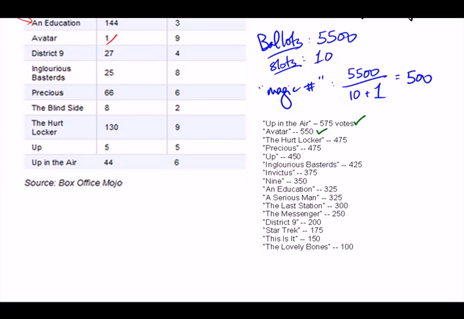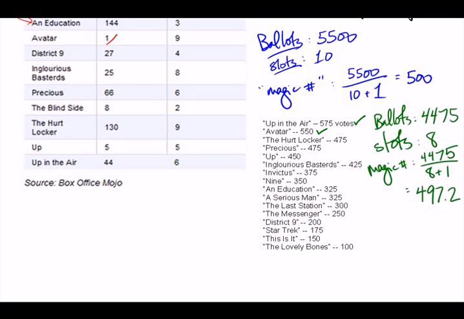And after we take the 1,075 votes away, so now we have 4,475 ballots left, 8 slots to fill, and then the magic number is going to be now 497.2. Now, by the way, all of these ballots that were up here, they're gone. They have voted. They are out of the running now, so we only care about the ones on the bottom.